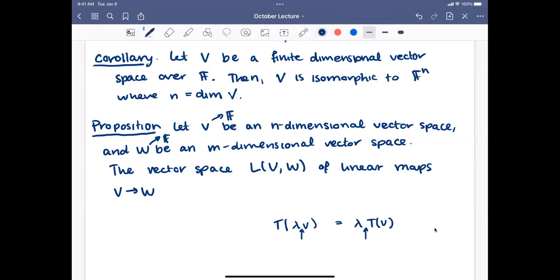I think there was an example with the even numbers and the negative integers. That was a bijection, but it's not a linear map.